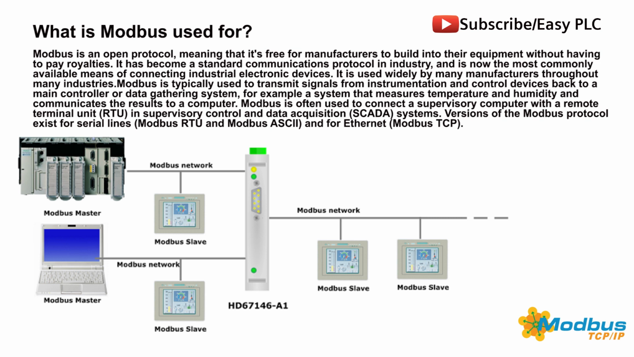Modbus is typically used to transmit signals from instrumentation and control devices back to a main controller or data gathering system, for example a system that measures temperature and humidity and communicates the results to a computer. Modbus is often used to connect a supervisory computer with a remote terminal unit (RTU) in supervisory control and data acquisition (SCADA) systems. Versions of the Modbus protocol exist for serial lines, Modbus RTU and Modbus ASCII, and for Ethernet, Modbus TCP.